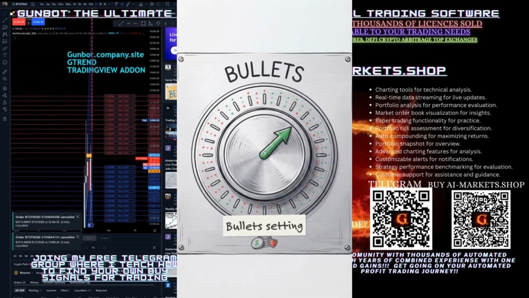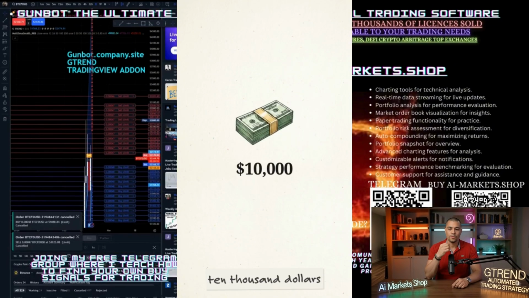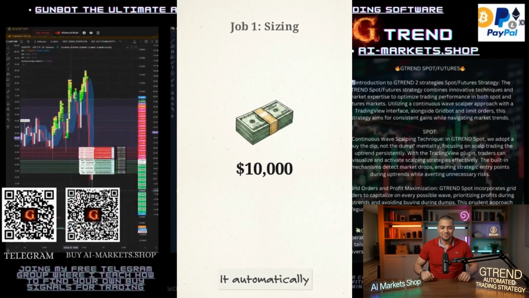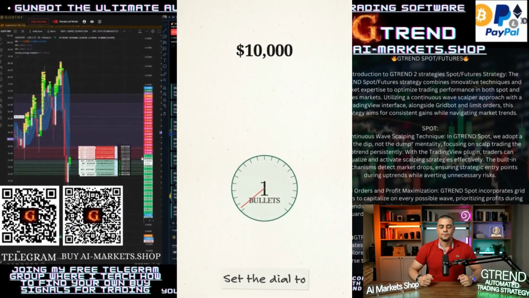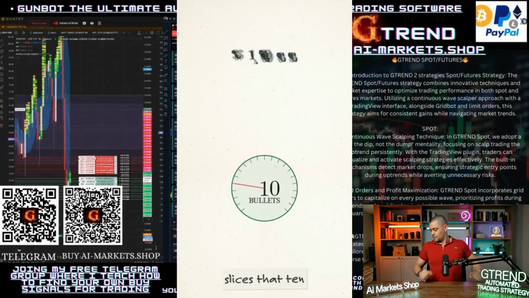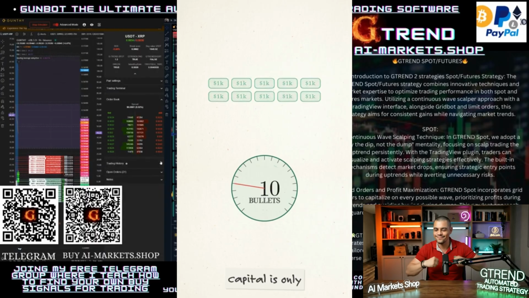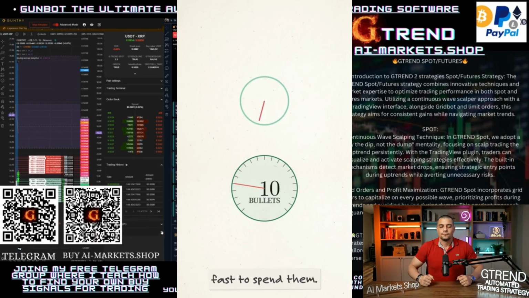But the automated bullet setting solves this with a single input. Let's say you have $10,000 ready to deploy into a new coin. Job 1 is sizing. It automatically divides your total allocation by your bullet count. Set the dial to 10 bullets, and it perfectly slices that 10 grand into $1,000 orders. But slicing up your capital is only half the battle. The algorithm still needs to know how fast to spend them.